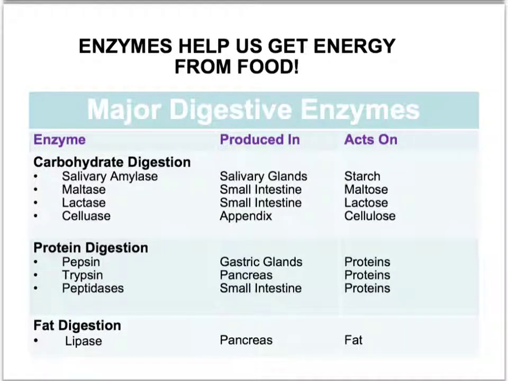The last thing that's important to realize is enzymes are really important. They help us get energy for food. They're enzymes that break down carbohydrates, proteins, fats, and pretty much everything in your body. And what you'll notice if you look at this chart is, again, looking at this chart, maltase, lactase, cellulase all end in ASE. Why is that important? Because if you're ever taking a test or quiz and you see something that ends in the letters ASE, it is probably an enzyme.